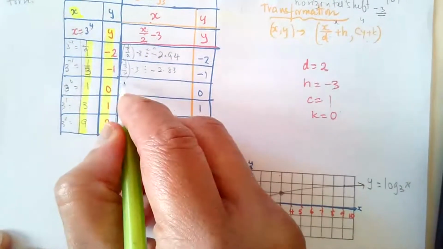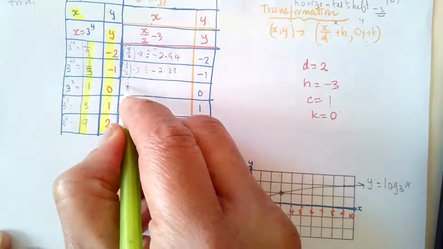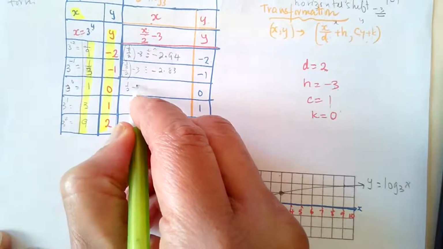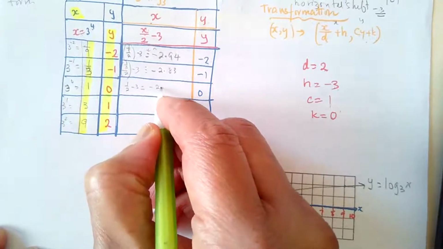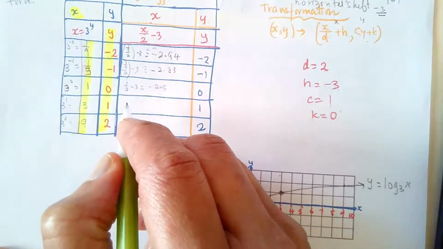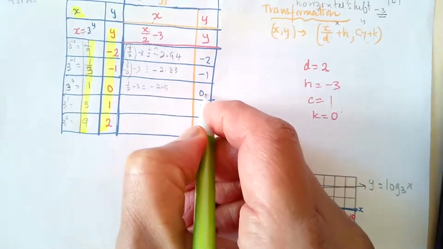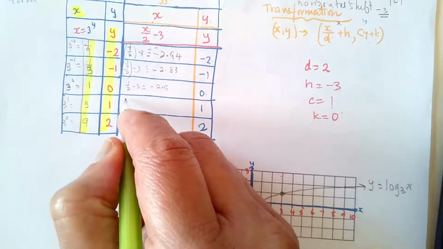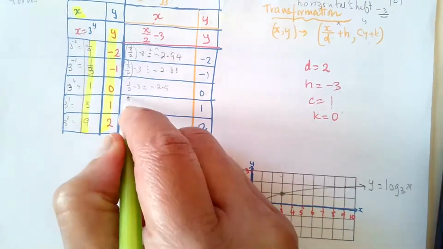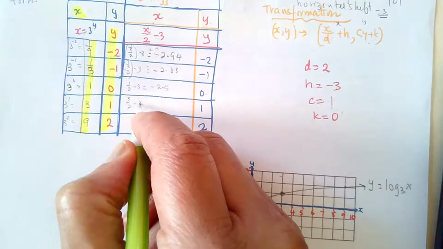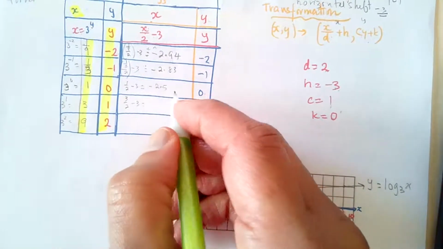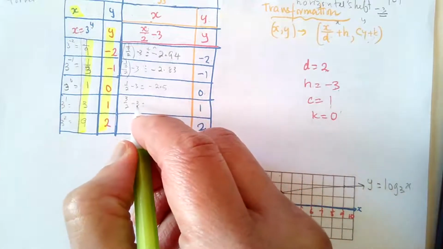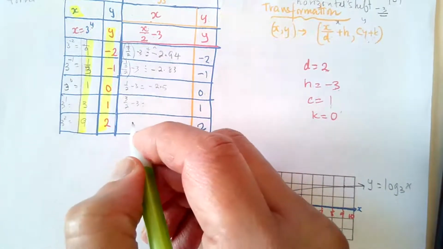And the next would be 1/2 minus 3. It's an easy one to work with. That's -2.5, so the point is (-2.5, 0). Next we have x is 3/2 minus 3. That'll give us a value that is still negative here. We have -1.5.